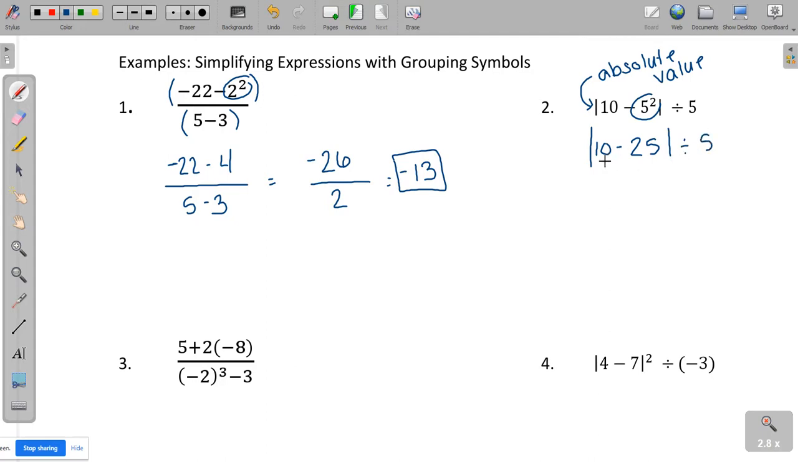Now we're going to subtract 10 minus 25, because we're still inside that parenthesis, is negative 15. So we have the absolute value of negative 15 divided by 5. The absolute value of negative 15, if you recall, gives us the positive, which is 15. Now we have 15 divided by 5, and that is 3.